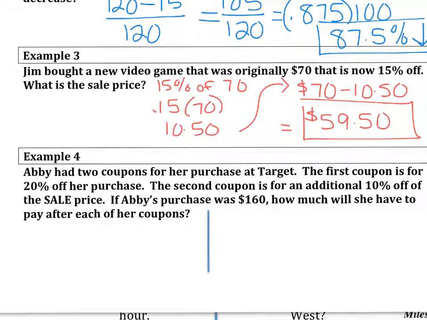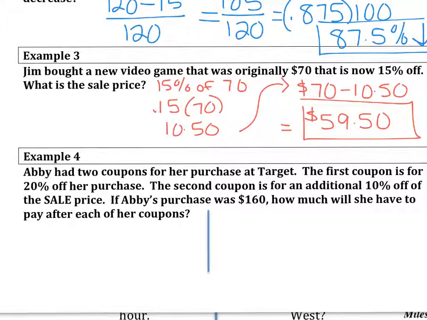So this is really a 2-part problem, and this can be commonly mistaken when people think they can just take the 2 percentages and combine them, but that unfortunately is not true. You have to do them separately. The first one is 20%, and then it's 10% additional off of that. So let's begin by finding the 20% of her purchase.